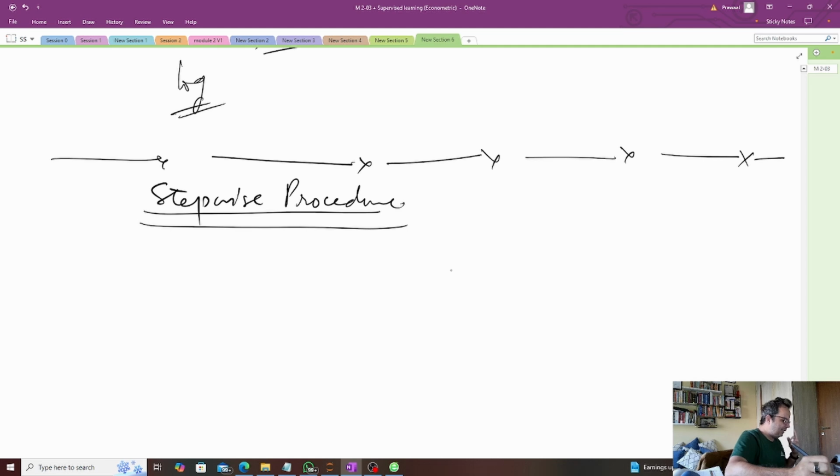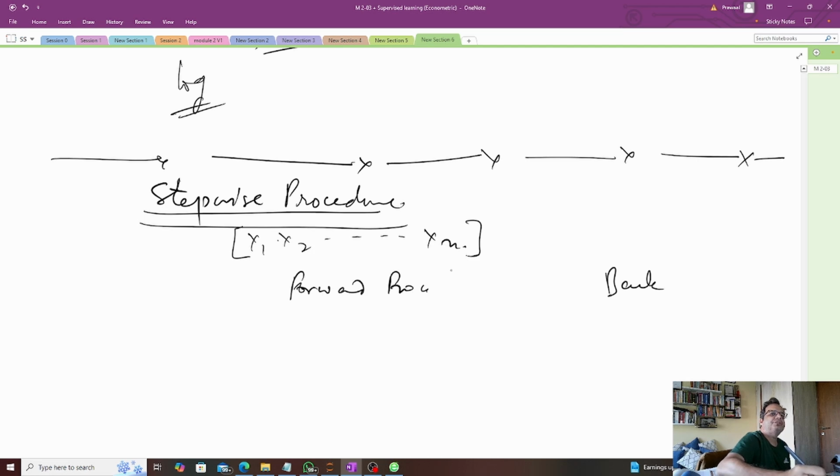This is also something that can be asked. Theoretically you can have two methods. The core philosophy of the stepwise procedure is that when you have a set of features x1, x2 and say xn, you need to find out how many of these features need to be taken in your final equation or final model. So you can do two options: one is called the forward procedure and one is called the backward procedure.